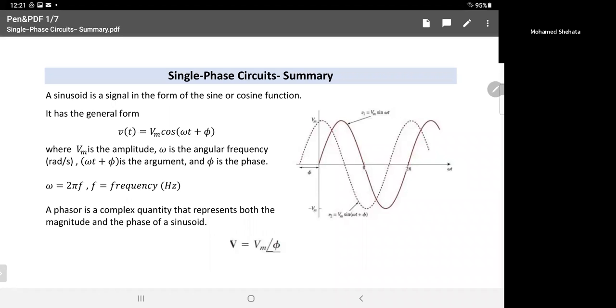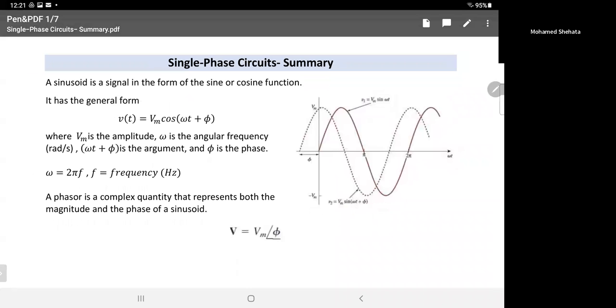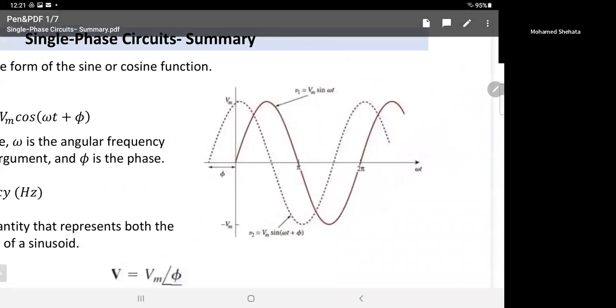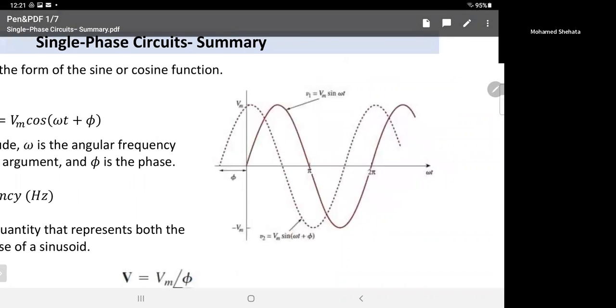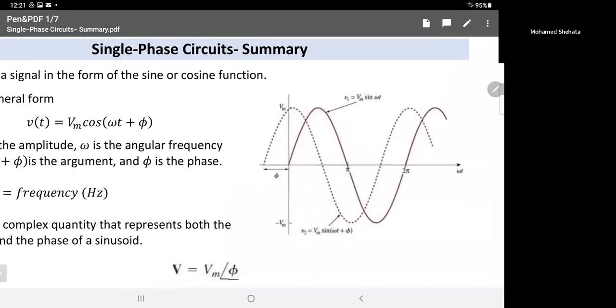I uploaded the folio with the summary sheet that I'm showing you now. I'd like to review the single phase. If you have a voltage shown in this figure, you have v1 equal Vm sine omega t. So Vm will represent the peak value, the maximum value of the voltage. Omega will represent the angular frequency. And there is a relationship between the angular frequency and the frequency in hertz. So this is the equation.